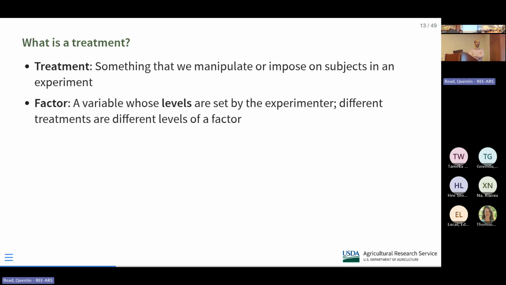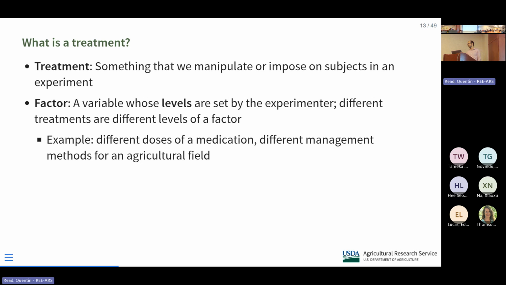And a factor is any variable whose levels are set by the experimenter. So if you have a drug, the factor would be whether or not the patient gets the drug, and the levels would be the drug or placebo, for example. Or you could have more than one level. You could have different dosages. Those would be different levels of that factor, different treatments. You know, no drug, small dose, medium dose, high dose. Those are treatment levels.